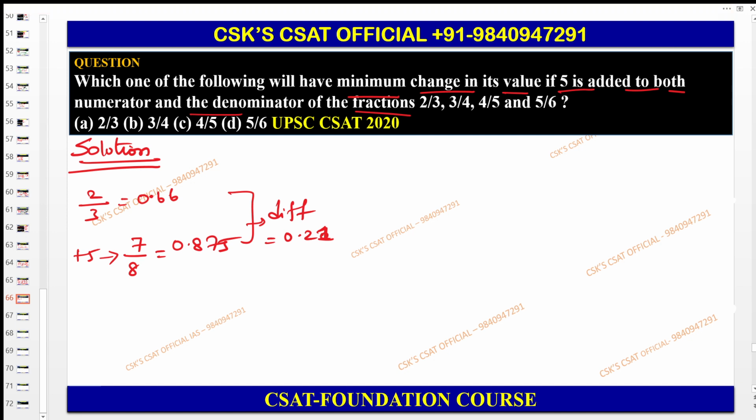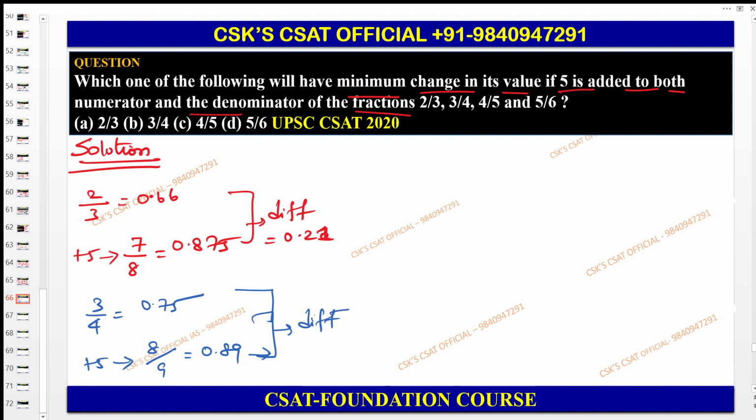Now let us move on with the next one. 3 by 4. So 1 by 4 is nothing but what? 0.25. 3 by 4 is nothing but 0.75. Now add plus 5 in the numerator and the denominator, then it will become 8 by 9, which is nothing but 0.89. Find out the difference between these two. So the difference, approximately calculated, is 0.14.